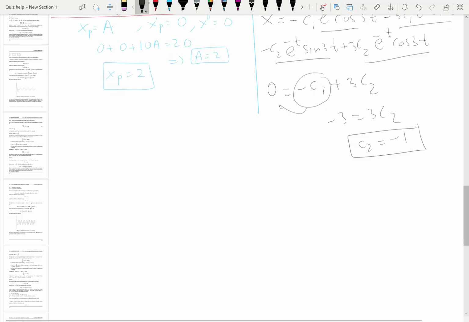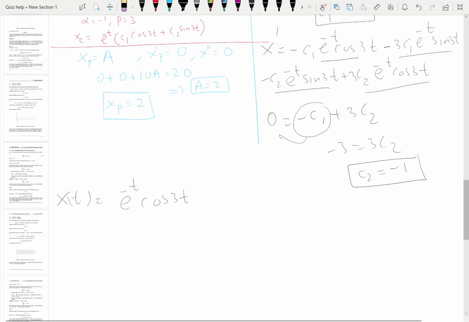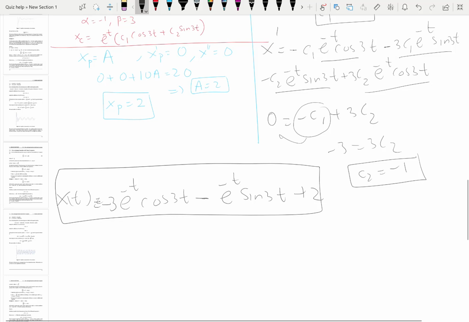So the solution, not the general solution, the solution is e to the -t, C1 is -1, so negative cosine 3t, C2, oh, C1 is actually, I think, something else. C1 is -3. So here it should be -3. So -3 e to the -t cosine 3t, negative e to the -t sine 3t plus the particular solution 2. So this is the solution of the differential equation.